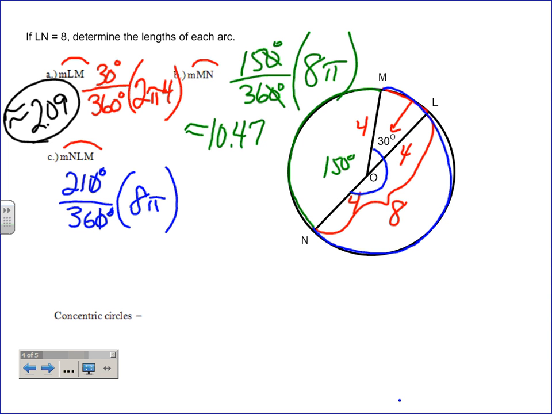Again, that's if you had to simplify various things like that. And I'm guessing this one's probably going to be more than the 10.47 we had on the last one because it's a little bit longer. And what did we get? I got approximately 14.66. Do you agree with that answer? All right.